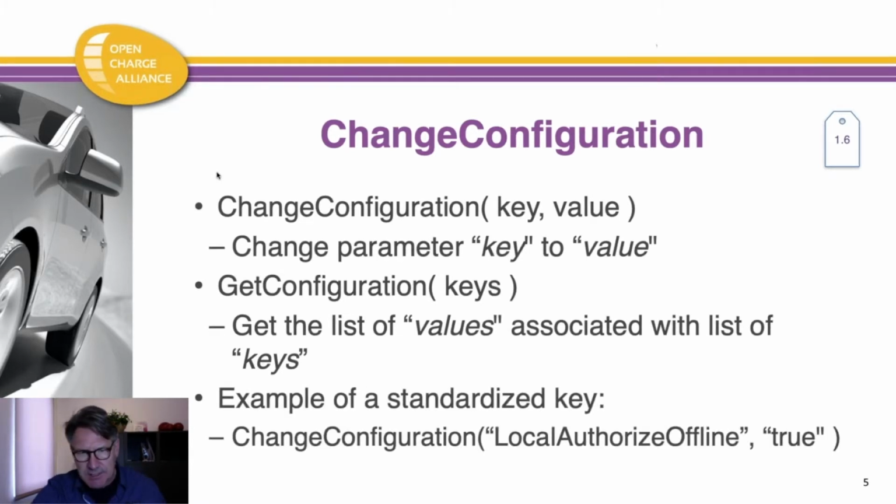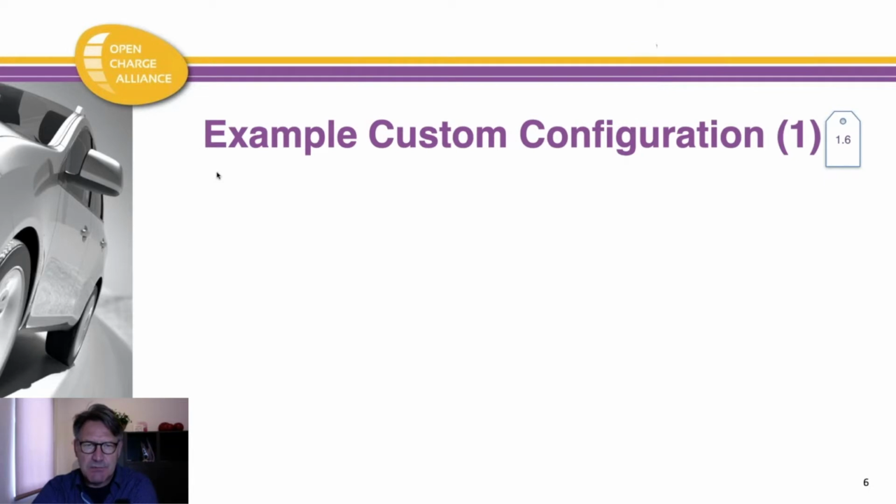And the specification has a whole list of standardized keys that you can use to control the behavior of the charge point. For example, the local authorized offline parameter. If you set that to true, then you tell the charge point that it's okay to authorize an ID tag locally when it's offline. But you can also use it to define your own custom keys. Of course, the other side that you're talking with has to know about this custom key, but then you can do it. So I'll give you an example of such a situation.